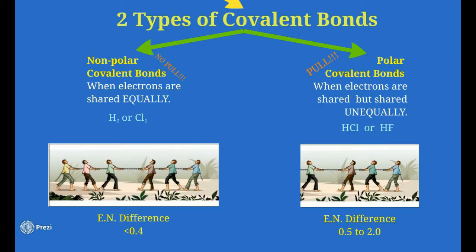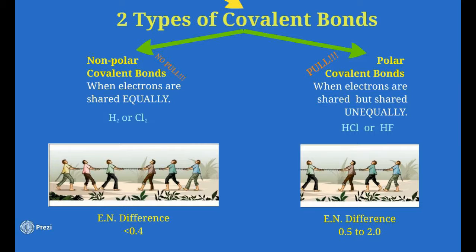But there are 2 types: nonpolar and polar. How I remembered this was nonpolar, no pull. In other words, they're kind of canceling each other out. And then polar, I think, a pull. That's easy to remember. That actually makes sense for once in chemistry. Something actually goes along with the name. Nonpolar, no pull; polar, pull. And that's really what they mean.